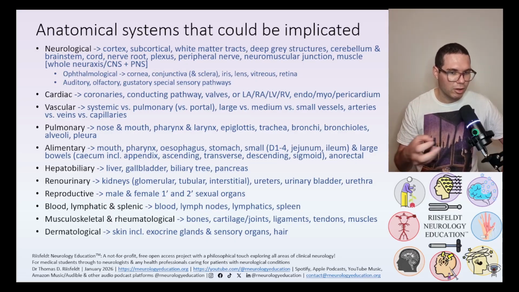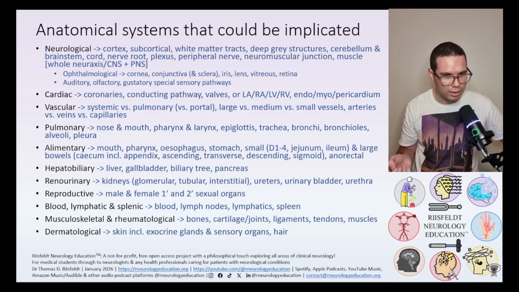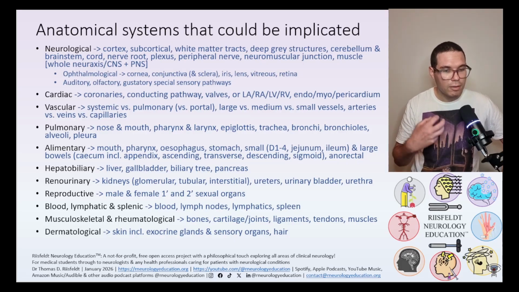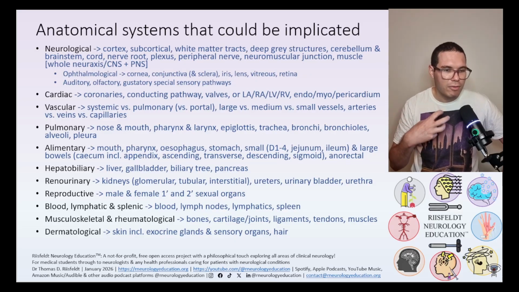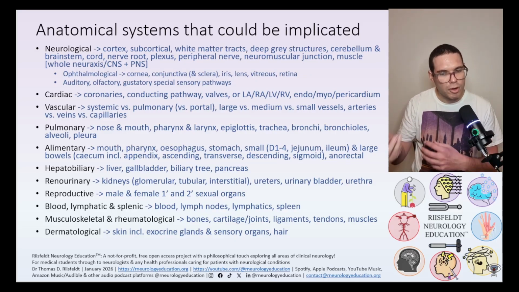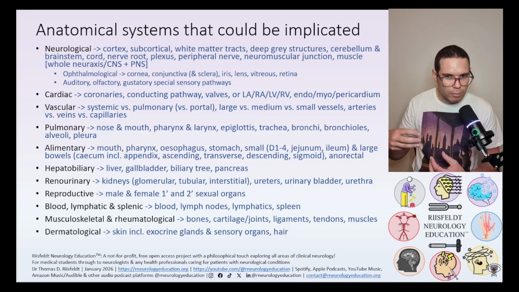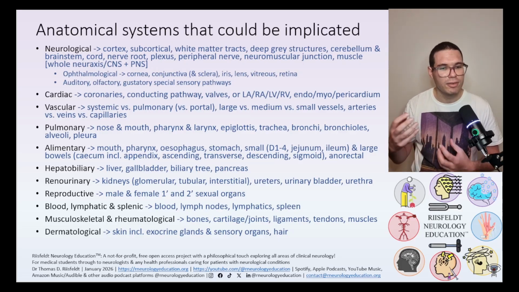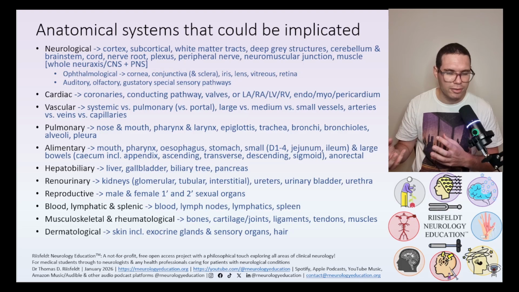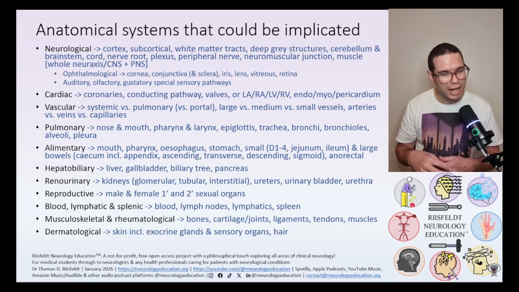Then reproductive, so of course you've got your male and female primary and secondary sexual organs. For your blood, lymphatics, and splenic system, it's already in the name. For musculoskeletal and rheumatological, you have your bones, your cartilage and joints, your ligaments, tendons, muscles. And then finally, dermatological, there's skin, including all the exocrine glands and the sensory organs contained therein, and hair.